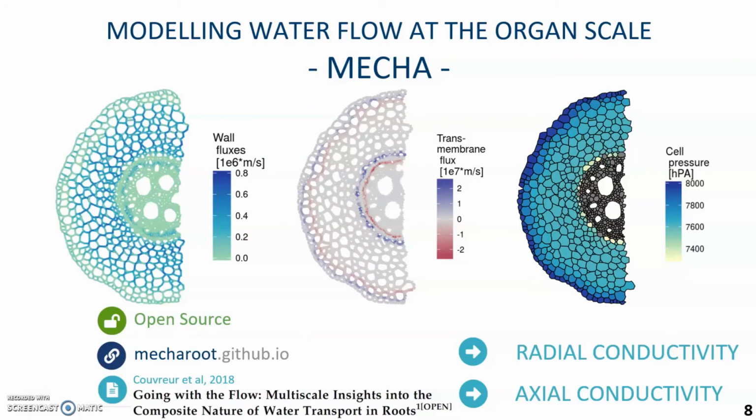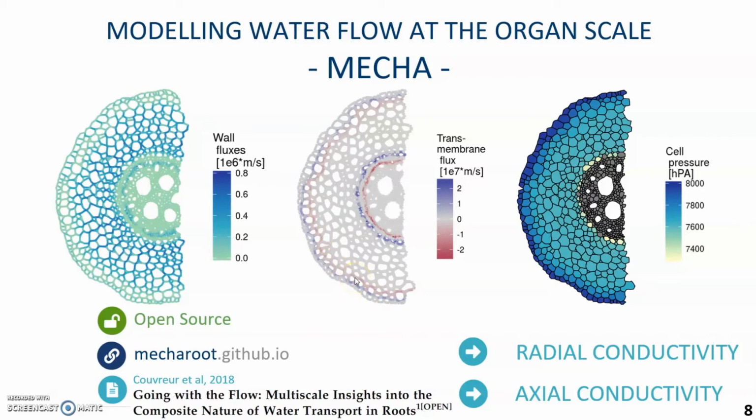By combining the cell-scale hydraulic model to the root anatomical layout, we obtained MECHA. Here you can see simulated results of transmembrane water flow in blue from the cell walls into the protoplast, and then in red back from the protoplast into the cell walls.